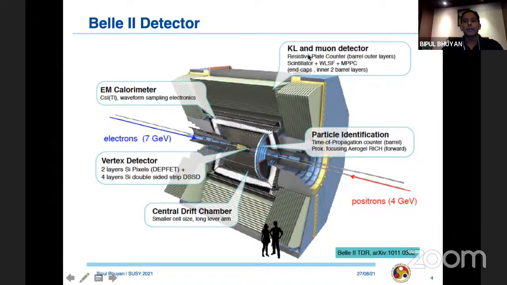Now, the K-long and the muons are detected in this KLM detector, which in the barrel part is made of RPCs, and in the endcaps, it is mostly made of scintillator with WLS fiber, and also MPPCs.